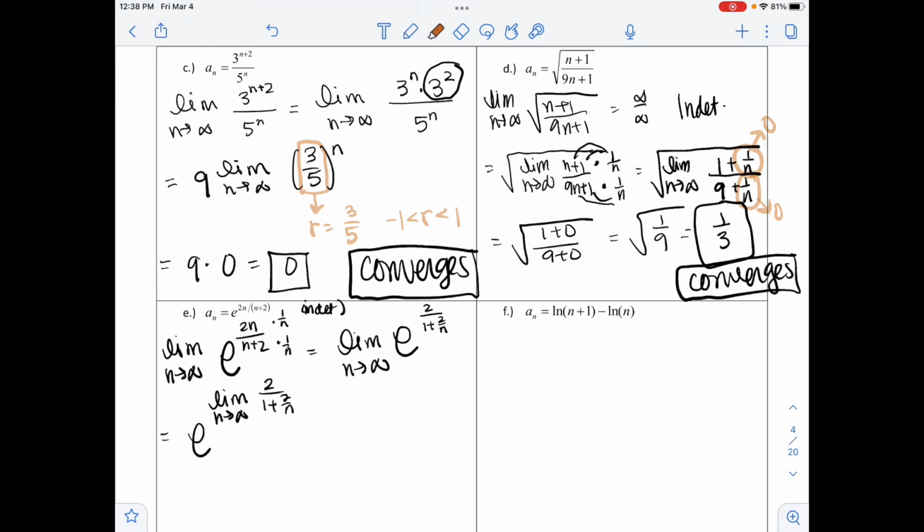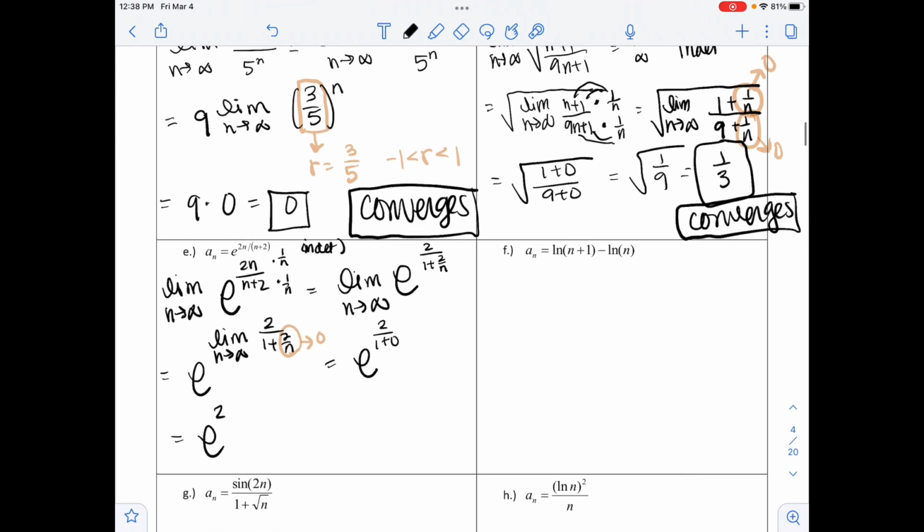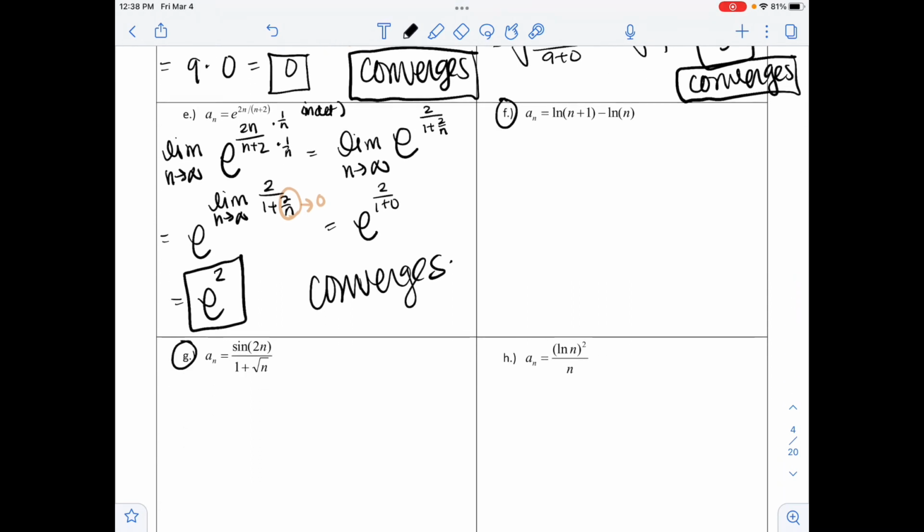and this value of 2 over n will go to 0, and so evaluating the limit, it's going to be 2 over 1 plus 0, which equals e to the positive 2. This is an actual value, a number, and so we can say that this one converges. I'm going to go ahead and circle F and G, and we'll look at both of those in class together.